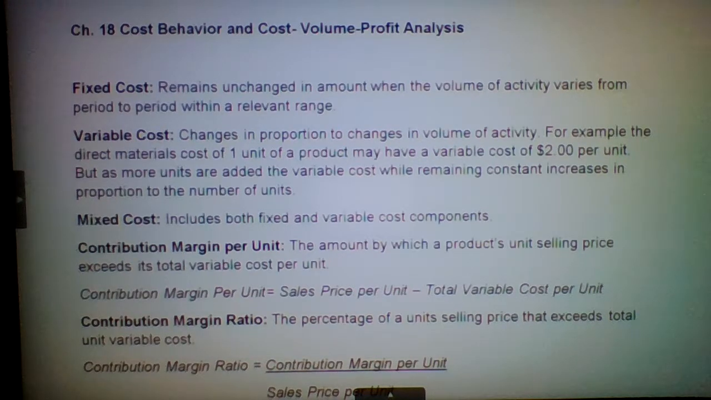Today we're going to discuss Chapter 18 in AC 201. Chapter 18 is about cost behavior and cost volume profit analysis.